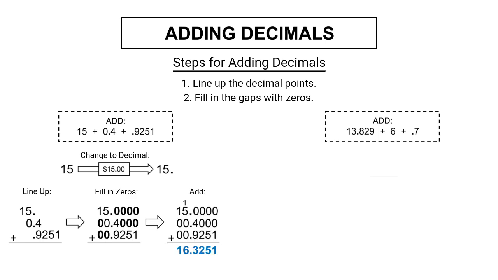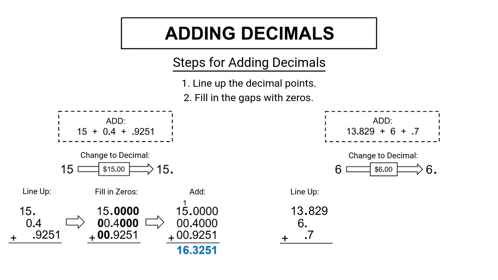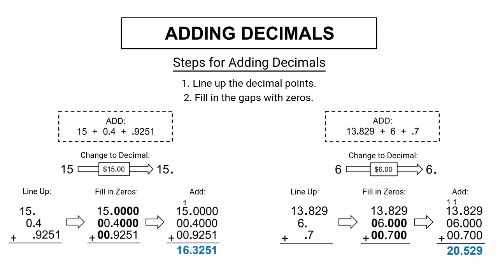Let's look at the second example. So once again, we're going to line up our decimal points. Notice the decimal point on 6 is no different than if I was giving you $6. The decimal point will be to the right of it. From there, we fill in your zeros and you add, and there's your answer. So that's how you add decimals.